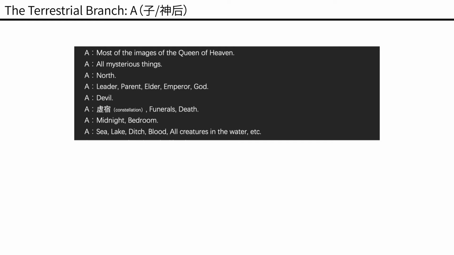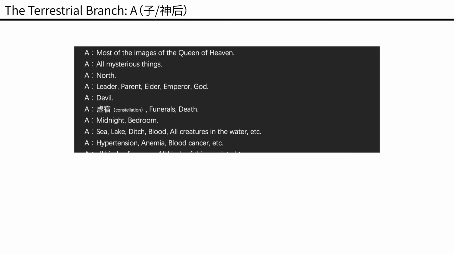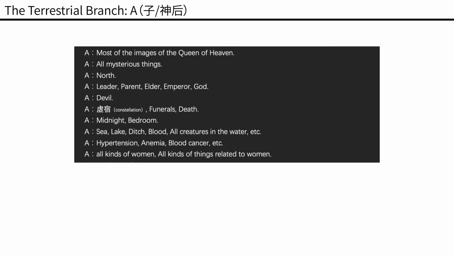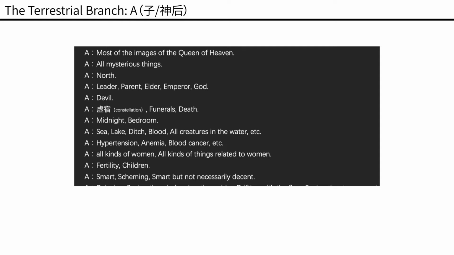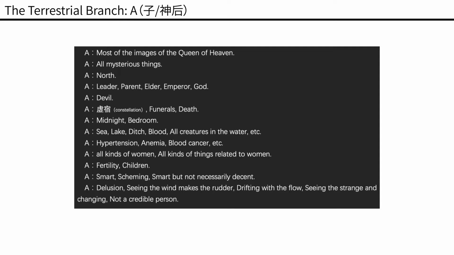A represents sea, lake, ditch, blood, all creatures in the water, etc. A has the image of fluidity, and the diseases it represents are hypertension, anemia, blood cancer, etc. A represents all kinds of women and all kinds of things related to women. A represents fertility, so it also means children. A represents smart, scheming, smart but not necessarily decent. It also represents delusion, seeing the wind makes the rudder, drifting with the flow, seeing the strange and changing, not a credible person. Next are the images summarized by ancient Chinese people.